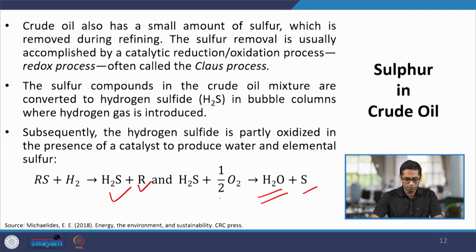So the major pathway adopted in the Claus process was the reaction of the hydrocarbon chains with hydrogen to produce H2S and the hydrocarbon, and because hydrogen was involved, this was the reduction process. And this H2S gas was later made to react with oxygen, forming water as well as sulfur, and the sulfur that was produced had another market value, and this is the oxidation taking place, and that is why it is also called the redox process.